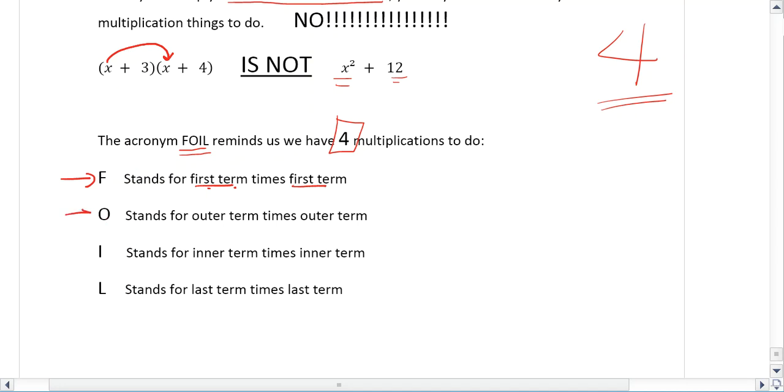Now the O stands for the outer term times the outer term. In the first binomial, the x is on the outside. In the second binomial, the 4 is. So I'm going to draw an arrow connecting the x times the 4. And that is what the O stands for.